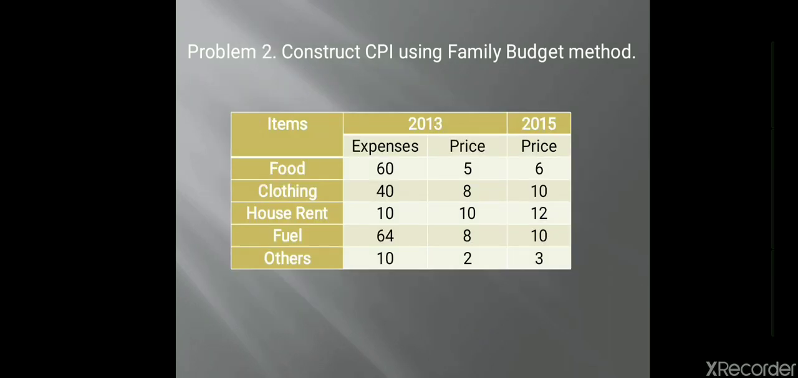Problem number 2. Construct consumer price index using family budget method. First column heading items. They are food, clothing, house rent, fuel and others. For 2013, expenses are 60, 40, 10, 64 and 10. Prices are 5, 8, 10, again 8 and 2. For the year 2015, prices are 6, 10, 12, 10 and 3.